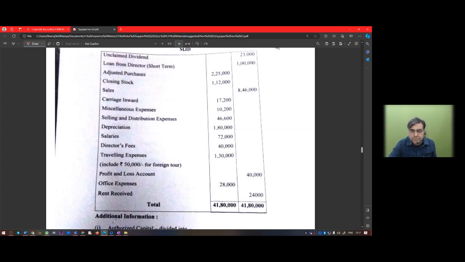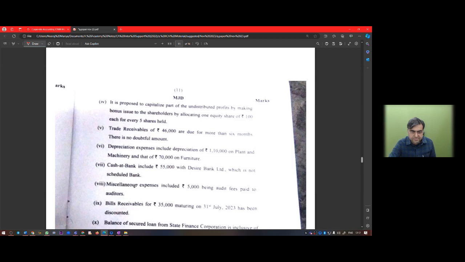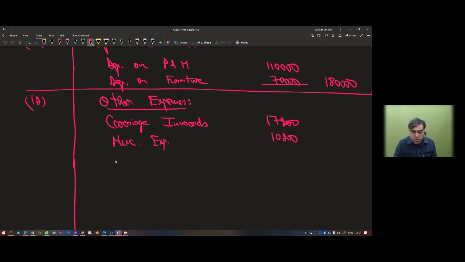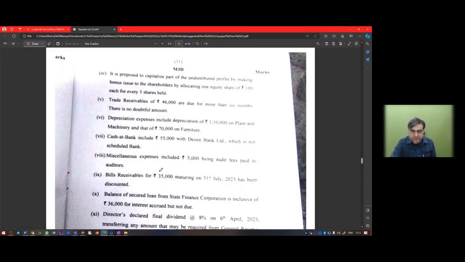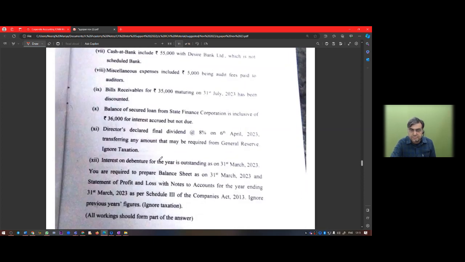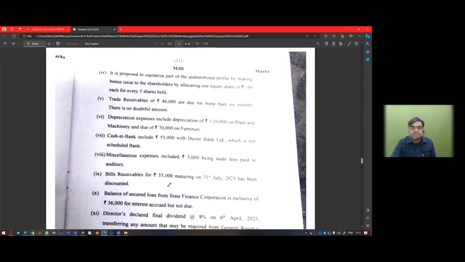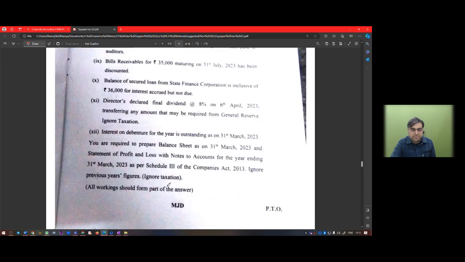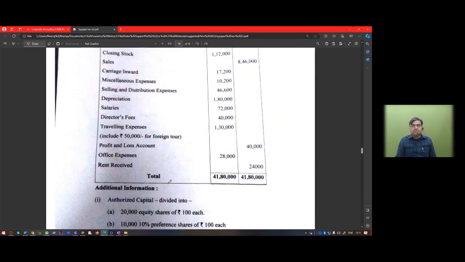Selling distribution has a breakup. It shows some breakup. Miscellaneous shows 500 audit fees. Audit expenses 5,000. Then the remaining are 5,200. Audit fees is 5,000. There was one more adjustment. Next expense is miscellaneous expenses, depreciation, salaries, director fees. Director fees 40,000.